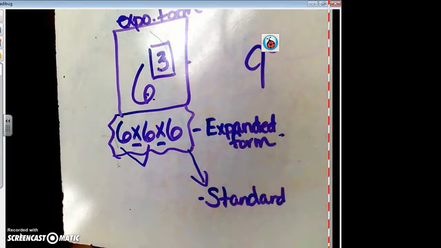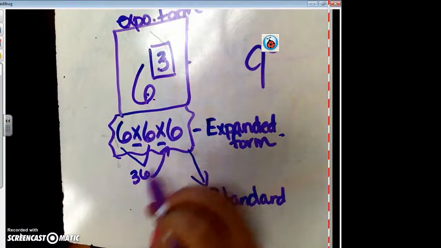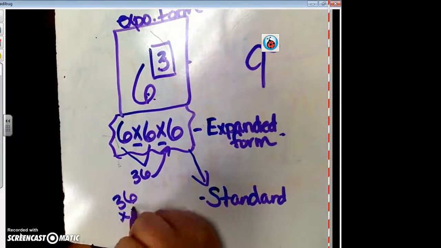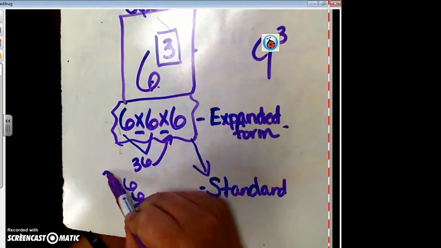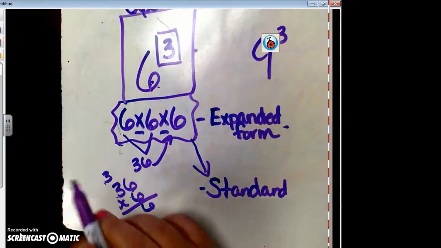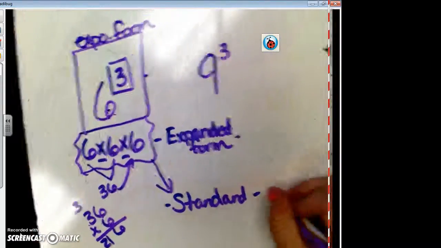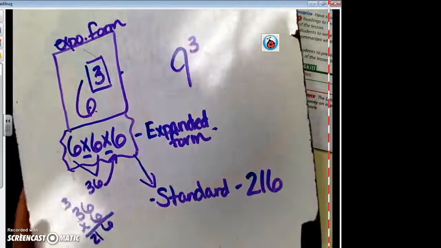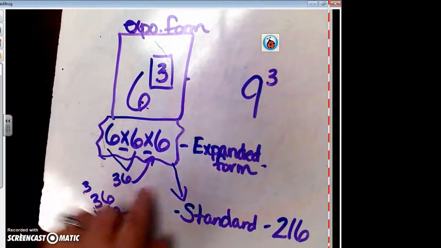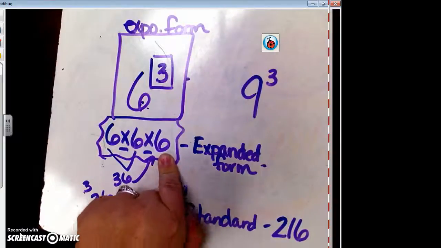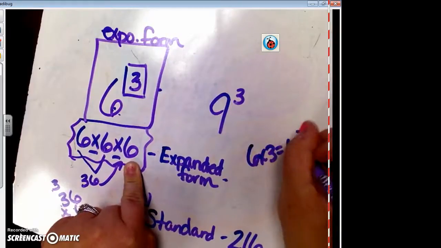So 6 times 6 is? Then I have to take 36 times 6. 6, 3, 18, 19, 20, 21. So, standard form would be 216. Notice I took 6 times 6, got an answer, and multiplied that by 6. I did not take 6 times 3 and get 18.